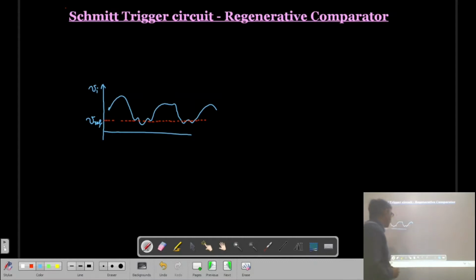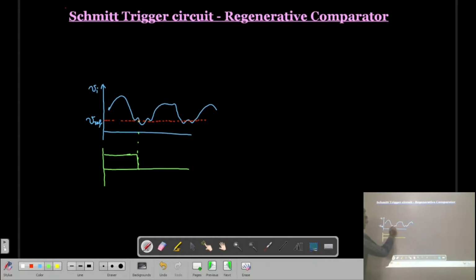Here you can see this example. This is my input signal, and it is noisy. Suppose the reference voltage of the comparator is this. If we see the output of the comparator, it will be like this. You can see here my input voltage is greater than the reference voltage, so the output of the comparator will go to the plus V saturation till this point. Correct?